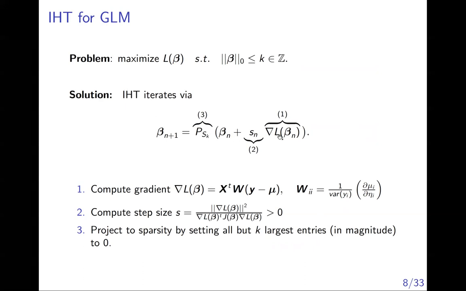Once you do that, so basically a gradient step, right? You take that resulting vector and then you project it to sparsity. So that involves finding the k largest entries in magnitude with a partial sort, and then you set everything else to 0, right? So just gradient step followed by projection, and then you keep doing that until convergence.